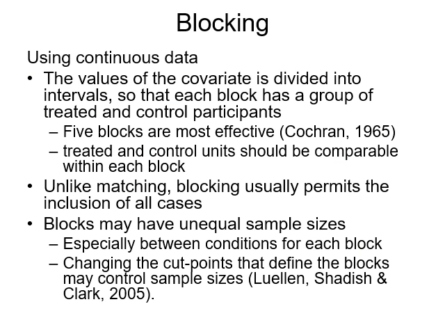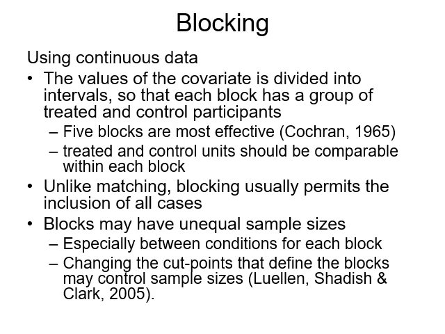Now, if we're using continuous data to do blocking, in other words, we're not treating it as a continuous variable, we're using that continuous variable to look at groups or categories, the values of the covariate are then divided into intervals so that each block has a group of treatment and control participants. So generally speaking, if you're going to break up continuous data, what has been found is that the most effective number is 5. Now, this is a rule of thumb.